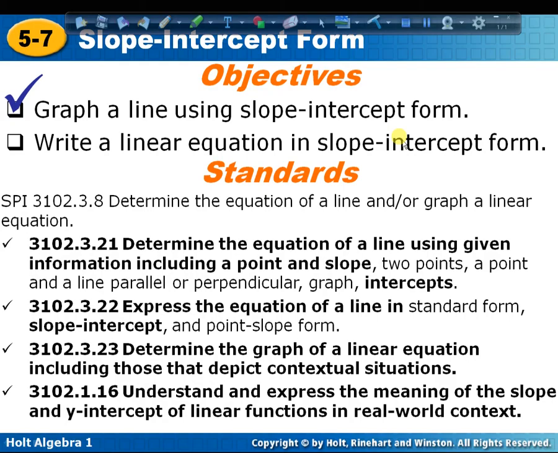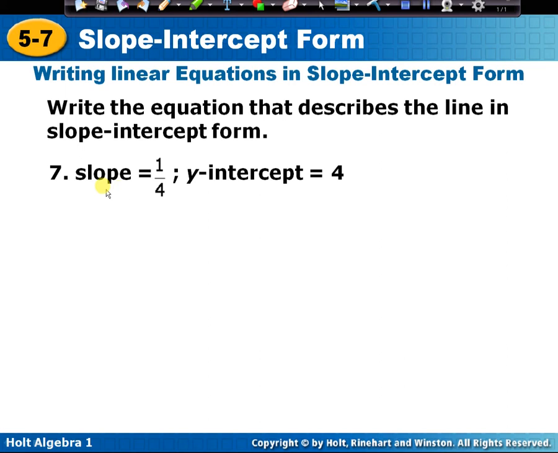Alright, so now we've shown you how to graph a line using slope-intercept form. The next thing we're going to do is write a linear equation in slope-intercept form. Alright, I want you to write this, number 7, write the word slope equals 1 over 4. And y-intercept equals 4. We're simply going to plug this into the slope-intercept form. Y equals mx plus b. All we're doing is plugging in our m and our b.